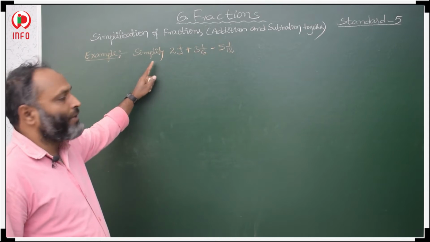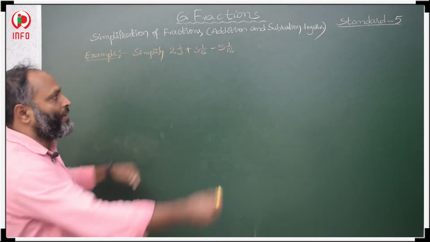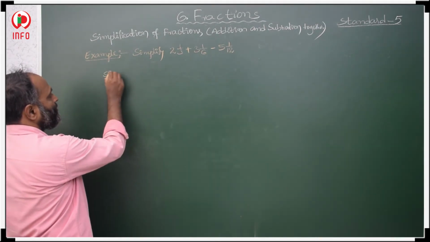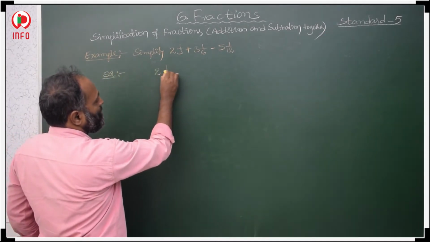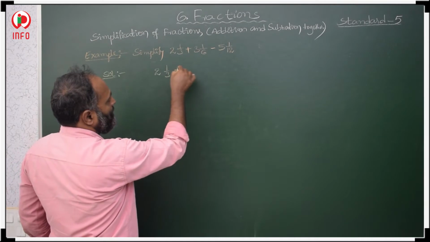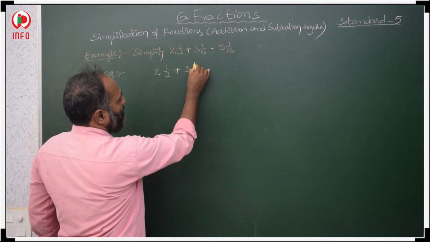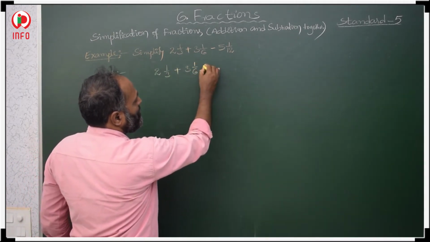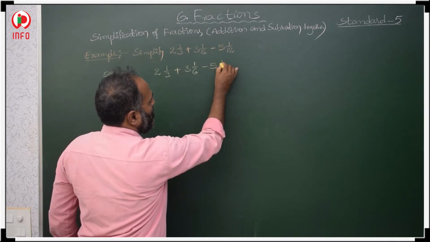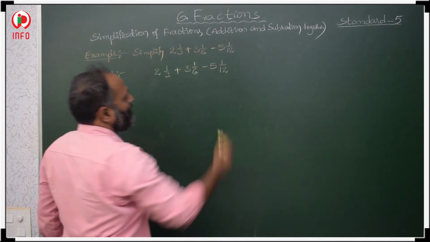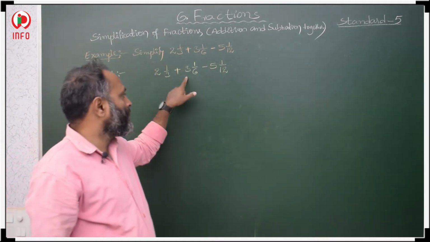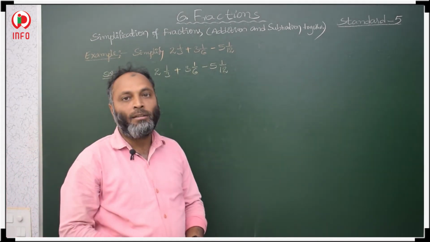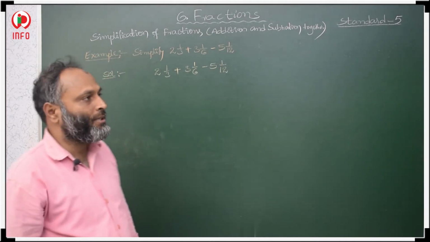See, whatever fractions are given, first we have to take those fractions in a solution. What are the fractions given here? 2 1 by 3 is the first mixed fraction, and the second mixed fraction is plus 3 1 by 6, and the third mixed fraction is minus 5 1 by 12. So we have to add these two fractions, and from that sum we have to subtract the third fraction.